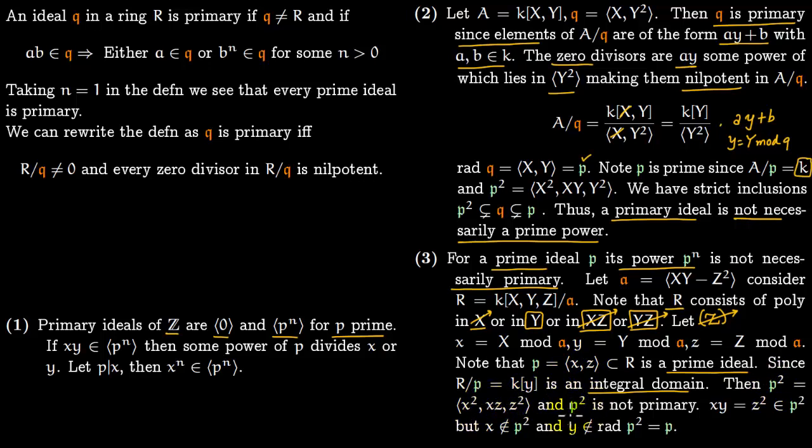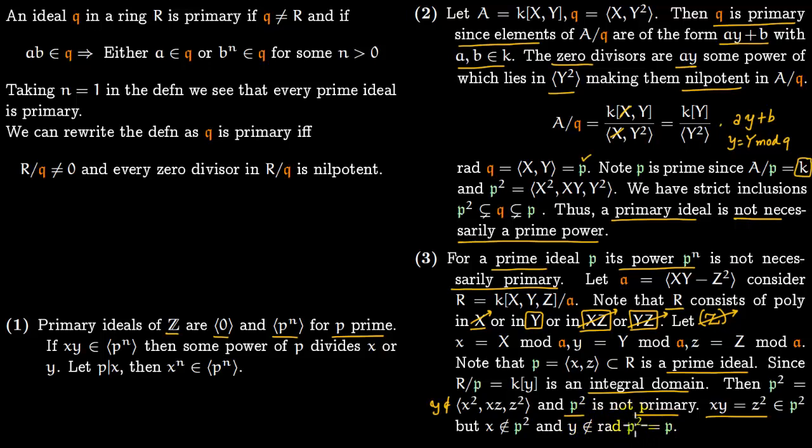And now we will show that P square is not primary, precisely because xy is equal to z square. That is our defining relationship. So xy lies within P square because z square lies within P square. But x does not lie within P square. As you can see, you cannot generate x in this ideal. And y does not lie in the radical of P square. That is, any power of y will not lie in P square because there is no y here. Y is not an element of this, and so y is not in the radical of P square.